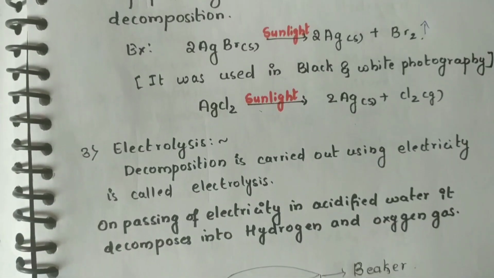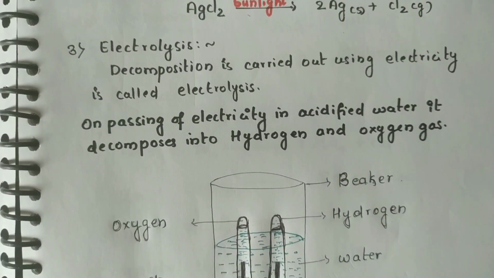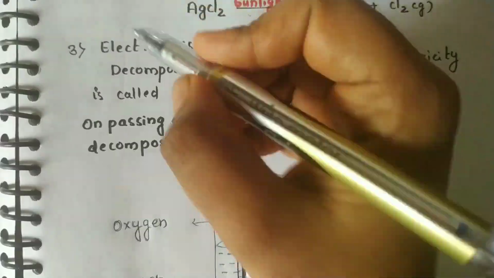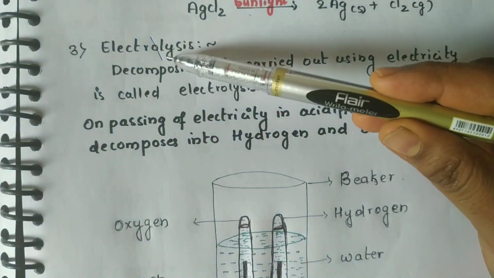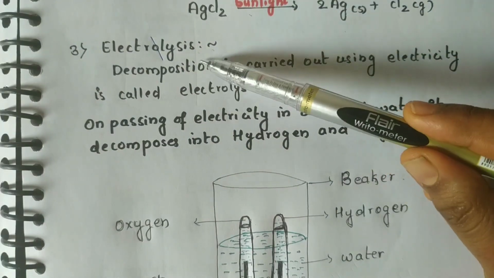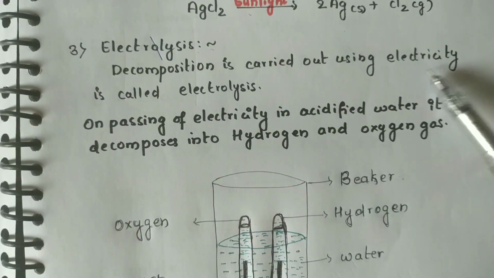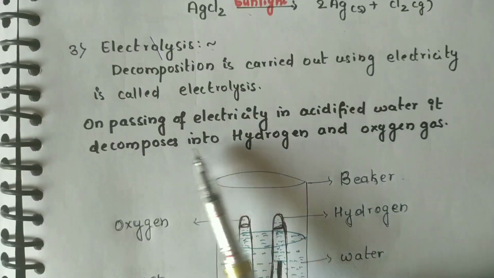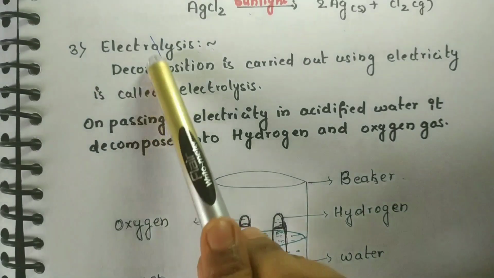So third type of decomposition reaction is electrolysis. What is electro means? Electricity is used here. So it is made up of 2 words. Electro means electricity is used here, and lysis means breaking. Anything that is broken is called lysis. So electrolysis, decomposition carried out using electricity is called electrolysis. On passing of electricity, the substances get decomposed into different products is called electrolysis.